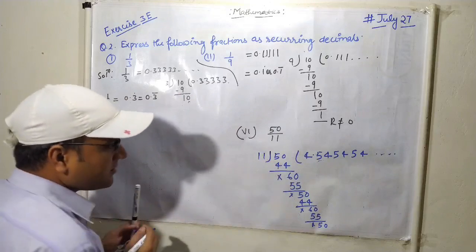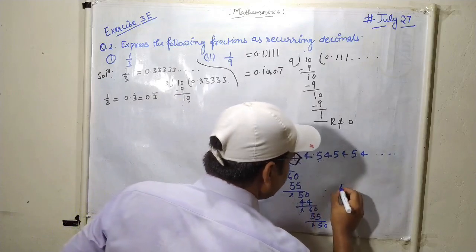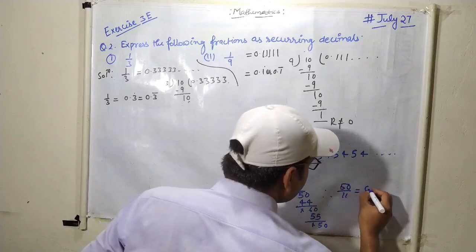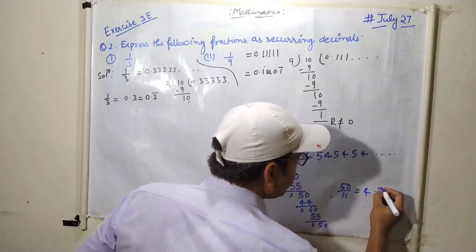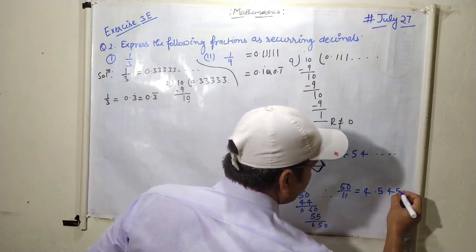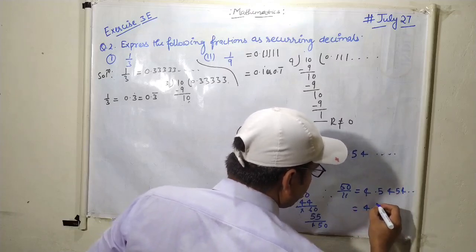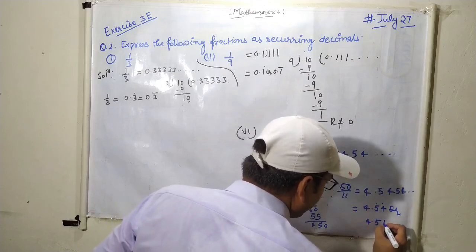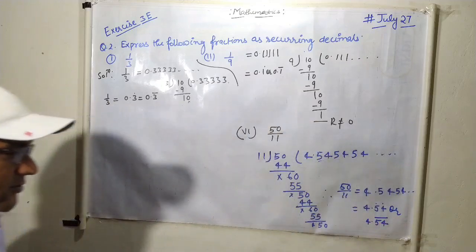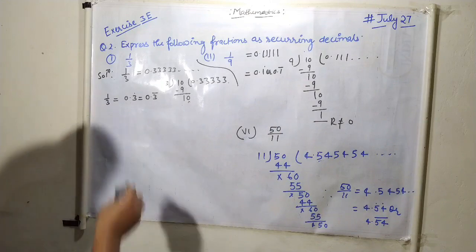So its answer is, hence 50 upon 11 is equal to 4.545454 and so on. It means you put two dots, or you will write 4.54 with a single bar on that one. So your answer is 4.54 with a bar, students.